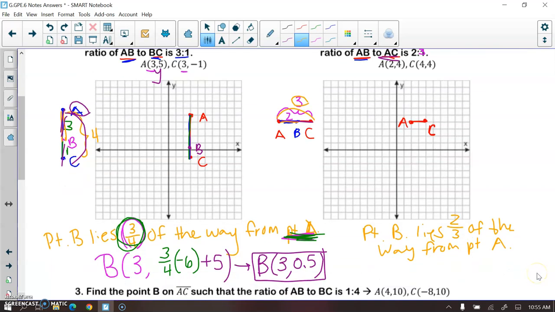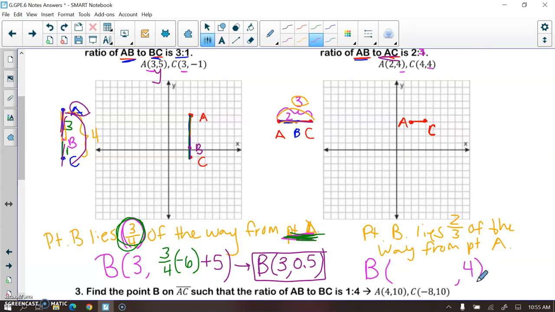All right, so for letter B, since this is a horizontal line, we know that the y value is going to just be 4. It's going to be the same as what A and C are. And now what we're going to do is, sorry, I should have left a little bit more room, find the x value of point B.